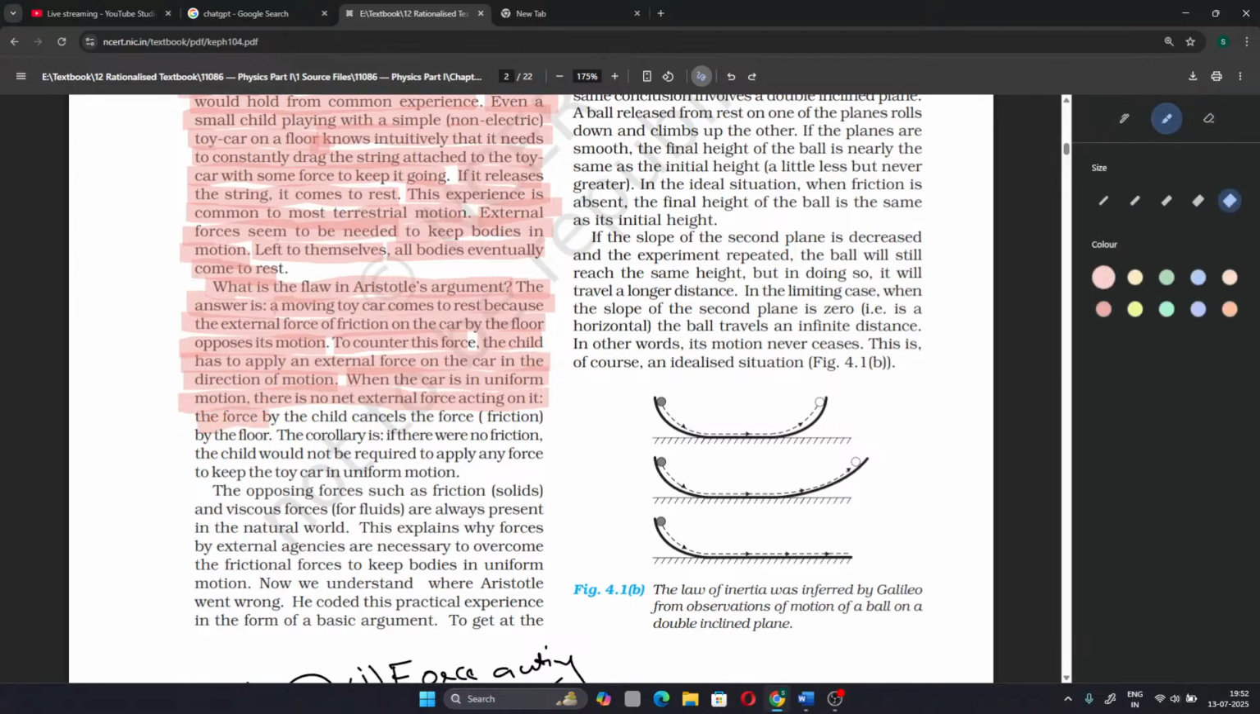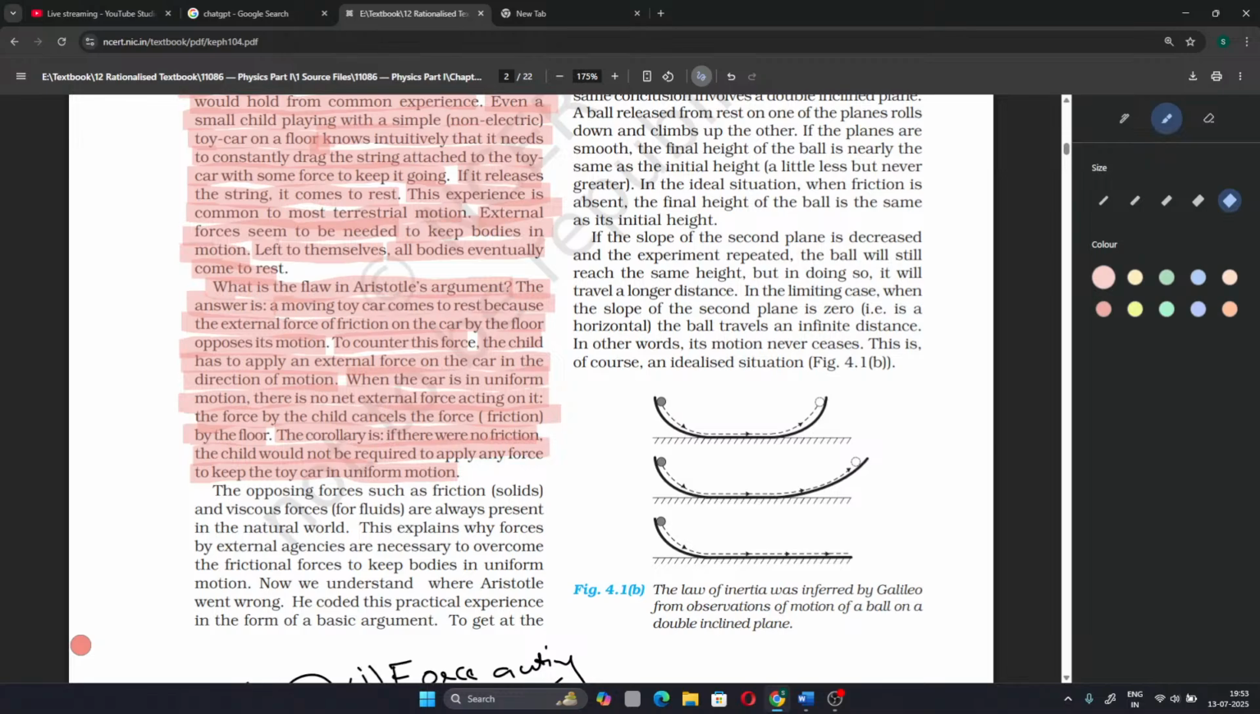The force by the child cancels the force of friction. The force of pulling is applied by none other than the child, and the corollary is that if there were no friction, the child would not be required to apply any force to keep the toy car in motion. If there is no opposing force, once we push the car or if it's already in motion, then nobody is stopping it. Then why would we need to continue to apply the force? There is no opposing force. So by applying external force, it will only get accelerated.